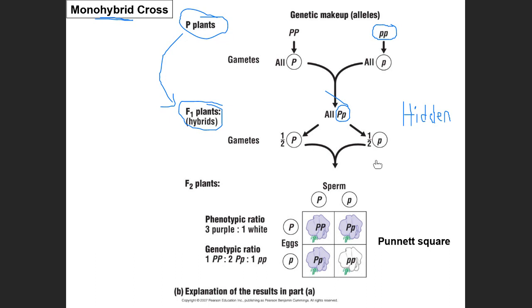So what happened was Reginald Punnett came along and said, look, let's try to simplify this if we can. Let's take the genetic and the phenotypic information. So notice it says phenotypic and genotypic.